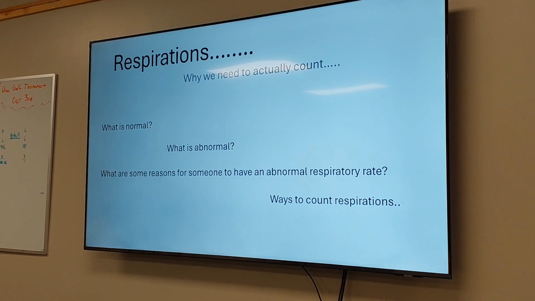Normal respiratory rates by age. Newborns, which is 0 to 1 month, have a respiratory rate of anywhere between 40 and 60 breaths a minute. Infants, which qualifies as 1 month to 1 year, is like 30 to 50. Children, which is 1 to 5, is like 20 to 30. 6 to 12 is 18 to 25. And adults, anybody? 12 to 20. 8's a little slow, bag 'em. So an abnormal respiratory rate would be anything outside of the parameters that I just gave you, right?